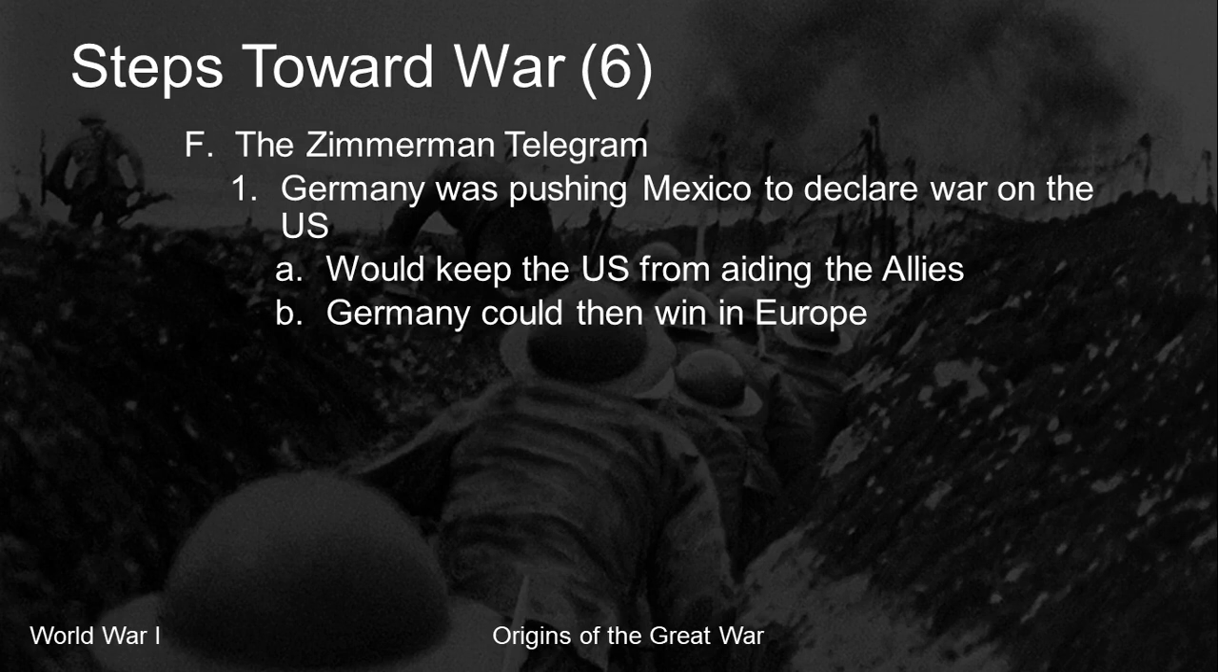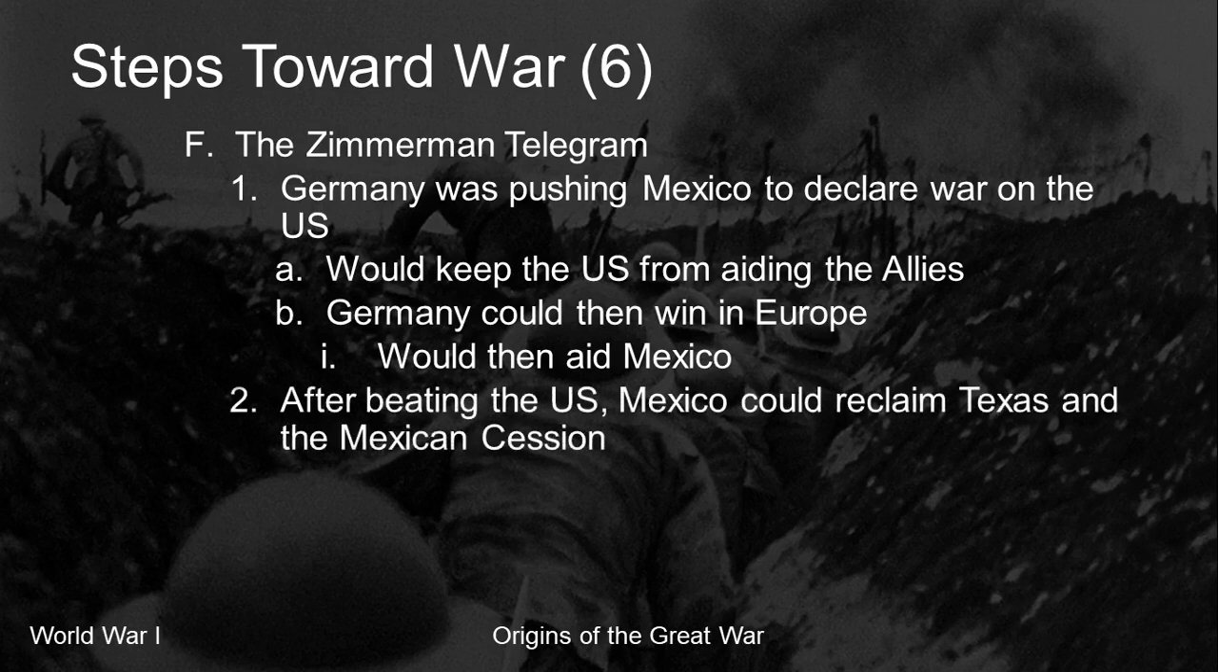Germany might have been able to force the issue and force a surrender, at which point they would then send troops and supplies to help Mexico in their war against the United States. If Mexico and Germany were able to beat the United States, Germany would guarantee Mexico that in the treaty negotiations, they would be able to reclaim Texas and parts of the Mexican cession. So the Zimmermann telegram is Germany trying to get Mexico to start a war with the United States.